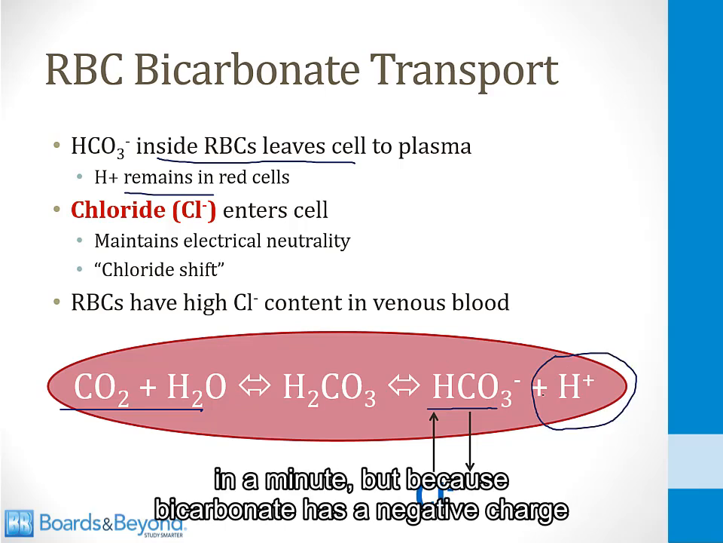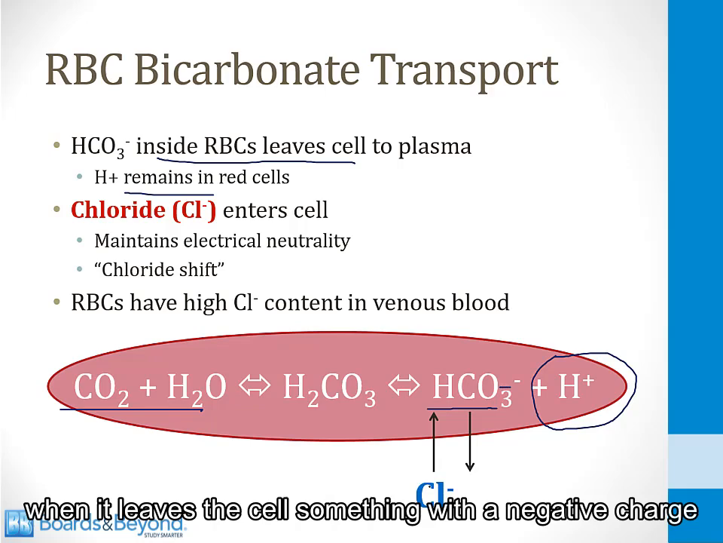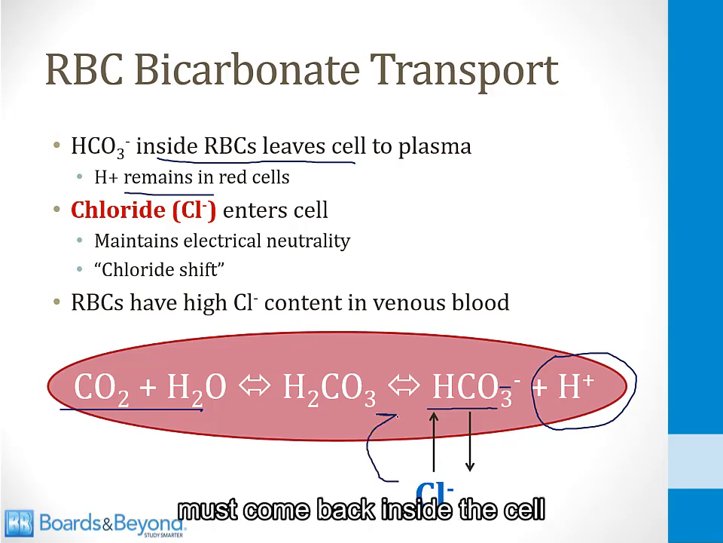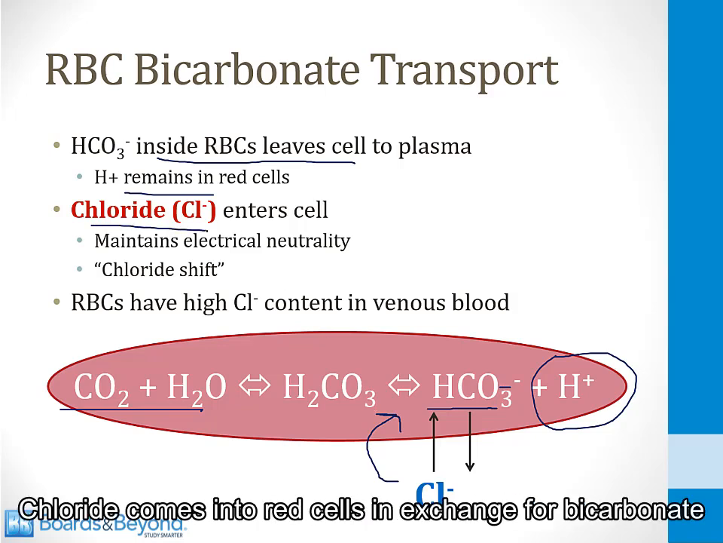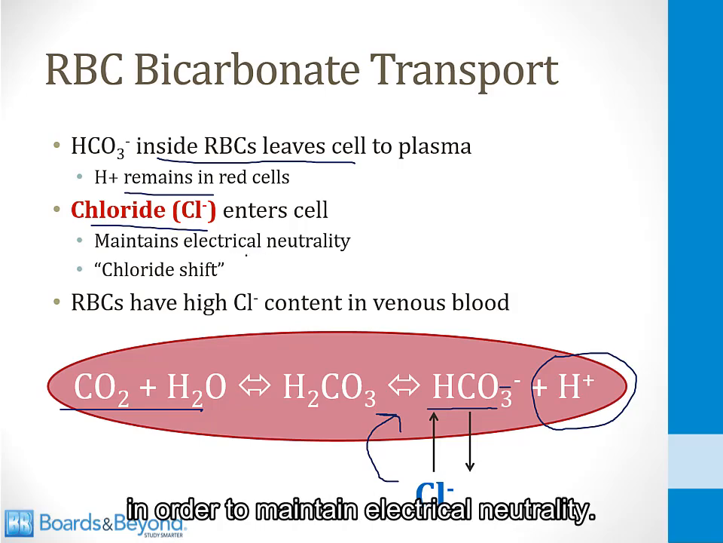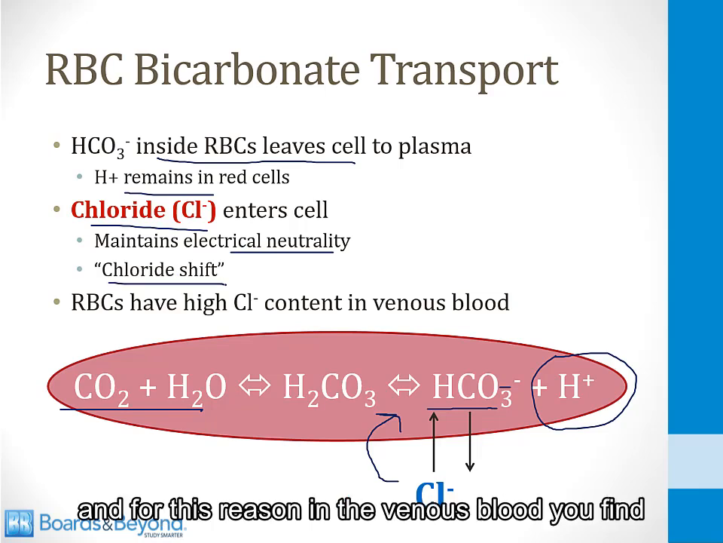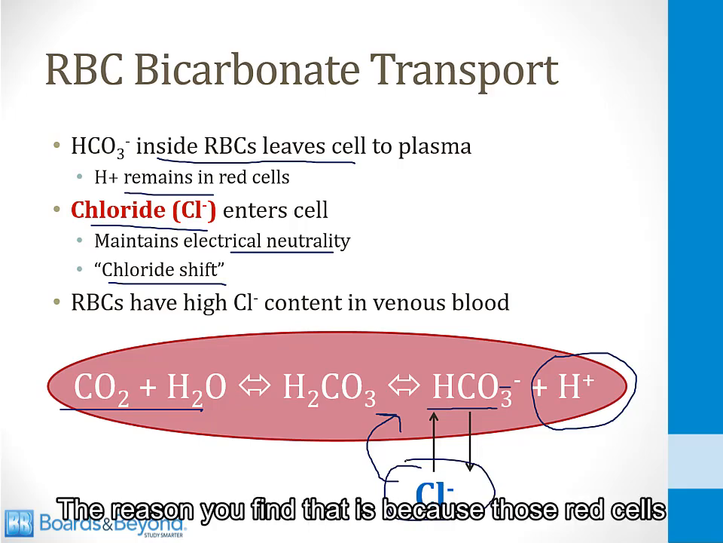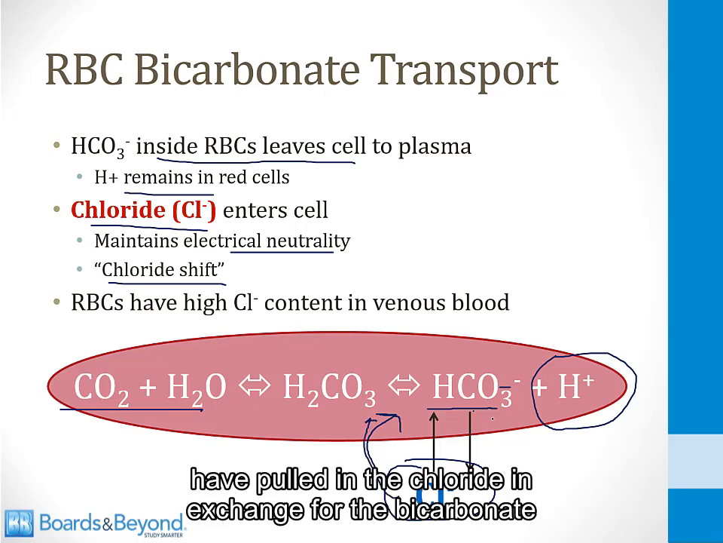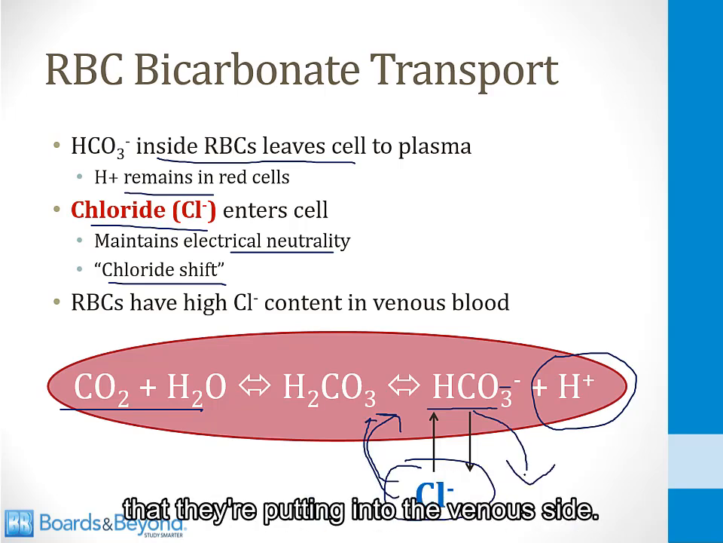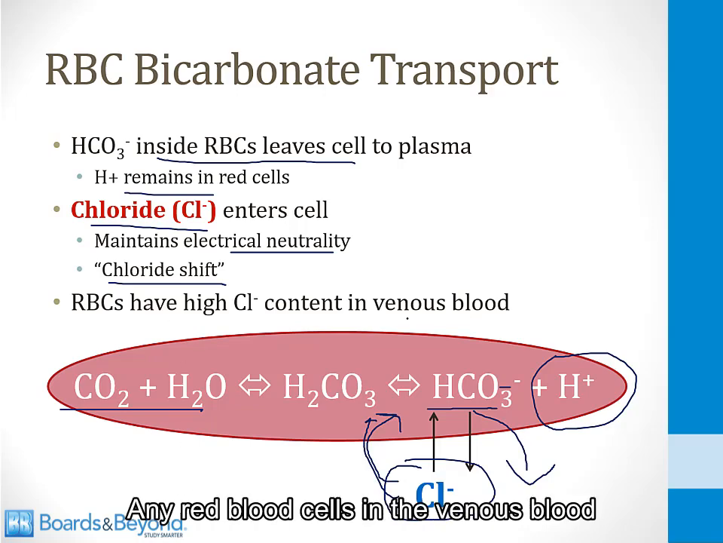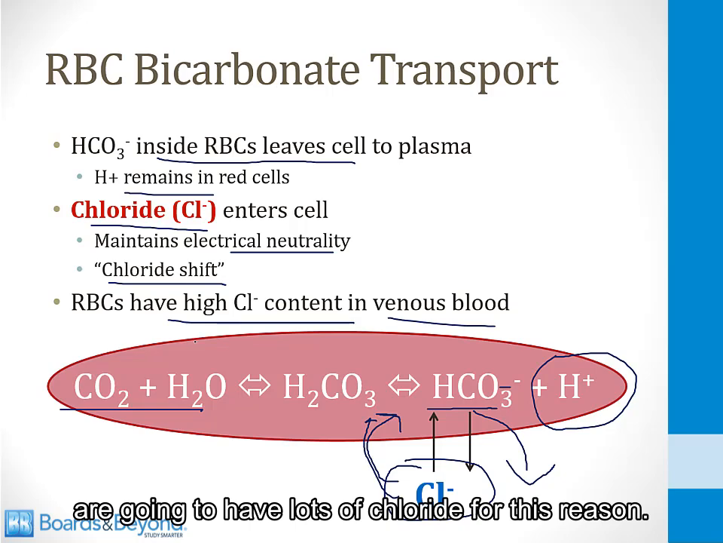But because bicarbonate has a negative charge, when it leaves the cell, something with a negative charge must come back inside the cell, and that something is chloride. Chloride comes into red cells in exchange for bicarbonate in order to maintain electrical neutrality. This phenomenon is called the chloride shift, and for this reason, in the venous blood, you find lots of chloride in red cells. The reason you find that is because those red cells have pulled in the chloride in exchange for the bicarbonate that they're putting into the venous side. Any red blood cells in the venous blood are going to have lots of chloride for this reason.